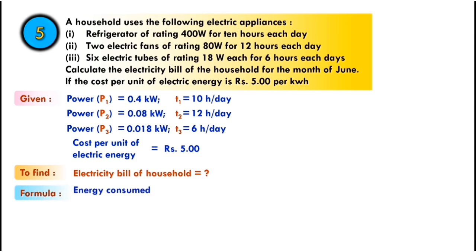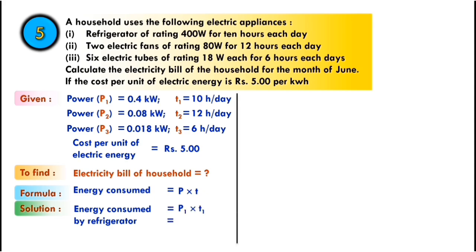Okay, now see here, the formula we will use: energy consumed equal to P into T. Okay, so simple formula, but there are three cases. Now see the solution. So first case is refrigerator, that is energy consumed by refrigerator equal to P1 into T1. So we know that P1 is 0.4 and T1 is 10. So we will get energy consumed by refrigerator is 4 kilowatt hour.